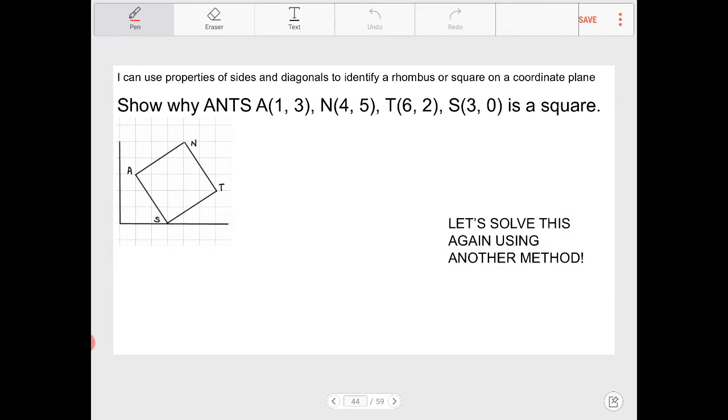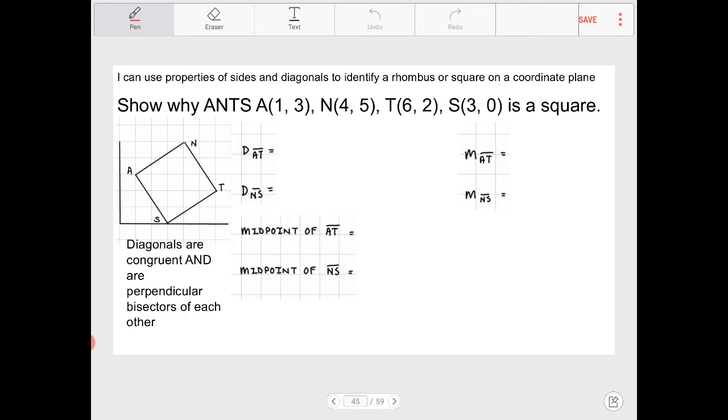Let's solve this again using another method. So for this method, I want you to approach this by showing that the diagonals are congruent and are perpendicular bisectors of each other. Pause the video to see if you can accomplish this. So we can show that ANTS is again a square by finding the lengths of the diagonals to show that they have the same length. So the length of the diagonal turns out to be square root of 26.